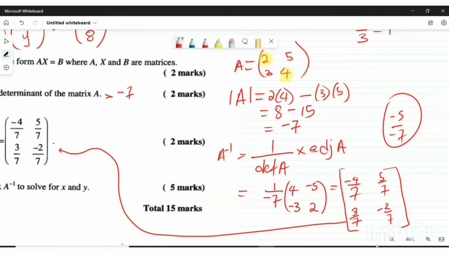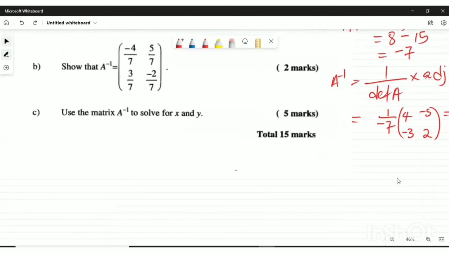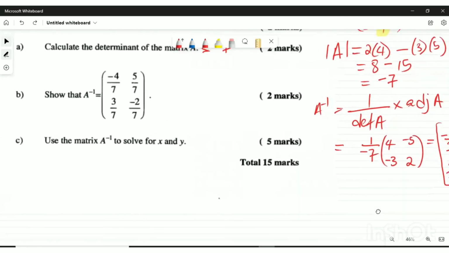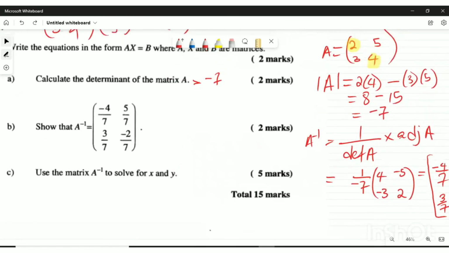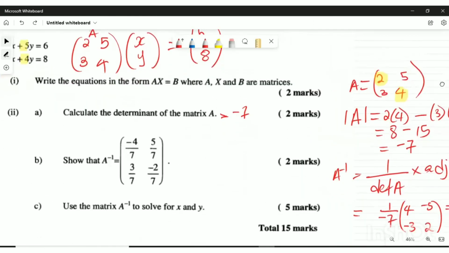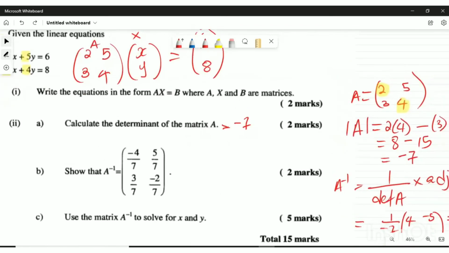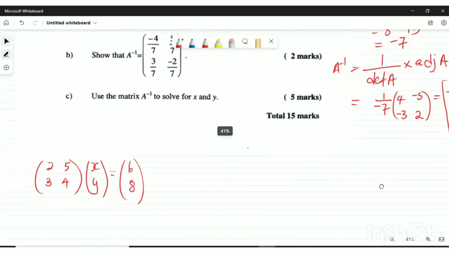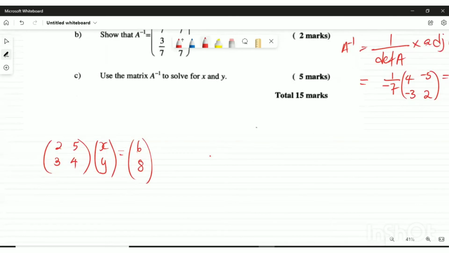All right, let's go to the final piece. The last question says, use the inverse of the matrix to solve for X and Y. So we're asked to use the inverse to solve. Let me quickly explain what happens whenever you use the inverse to solve.